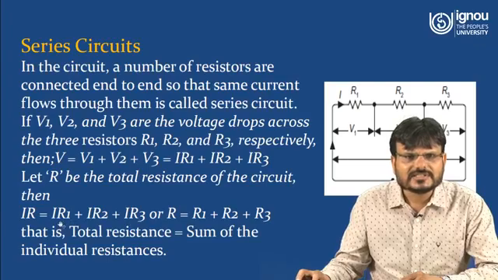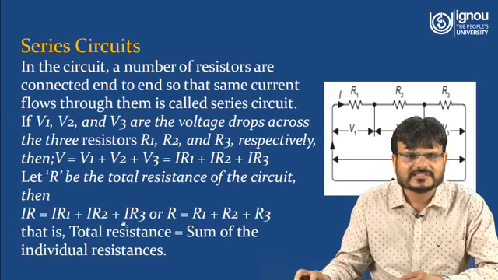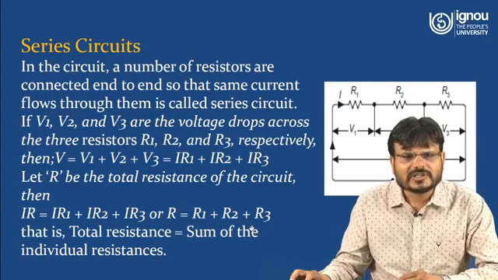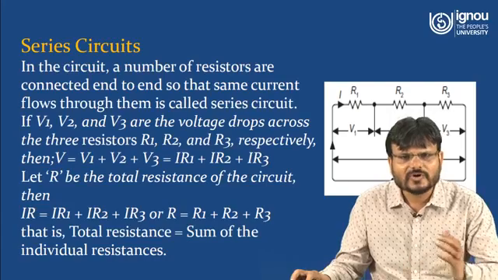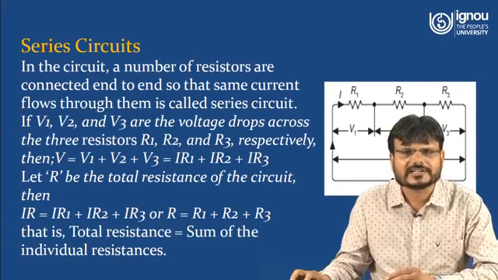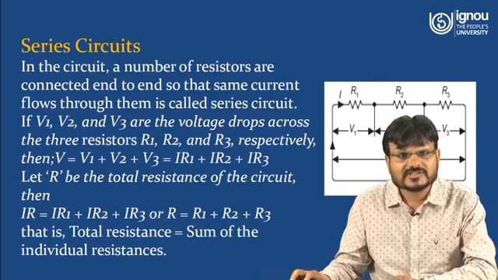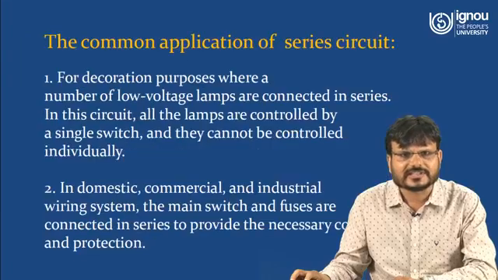Here you can see these I terms are common on the left hand side and the right hand side, so they can be cancelled out. So what will be the resistance R? R equal to R1 plus R2 plus R3. So you can say the total resistance of the circuit is equal to the sum of the individual resistances if all the resistances are connected in series. So this is about the series circuit.